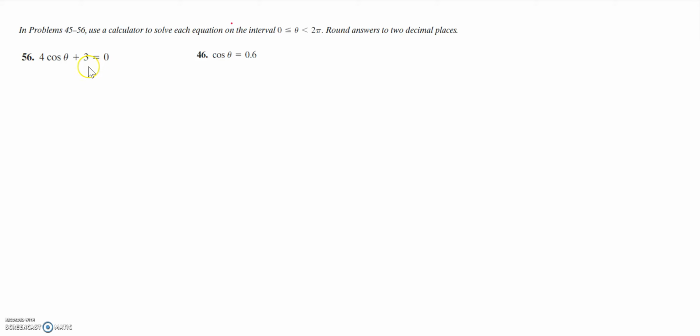But to do that, I'm going to have to subtract the 3, divide by the 4, and then take the cosine inverse. So I can visualize the steps that I need to take to get there. So let's try this one. Subtract the 3, divide by the 4, and then cosine inverse would be the steps to get out of here.